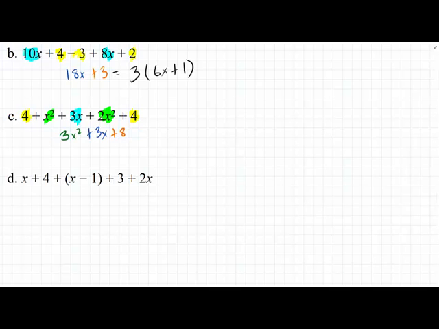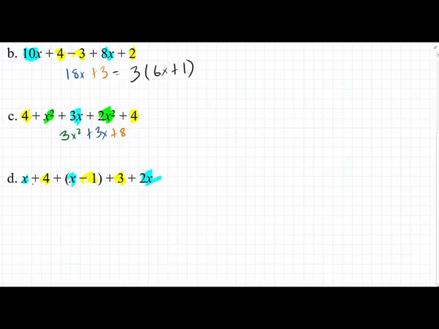Okay, last one. Let's see. Do we have any x squares? No, we don't have any x squares. What x's do we have? Well, we have an x here, we have an x here, we have 2 x's there. And as far as the constants go, we have 4, we have a -1, and we have a 3. I know there are parentheses around here, but we could just ignore them due to the associative property.